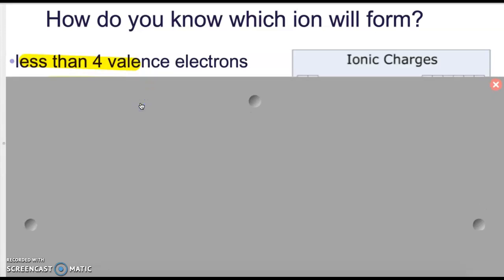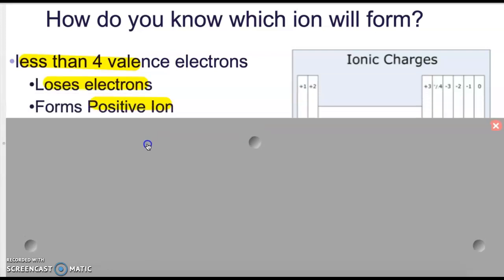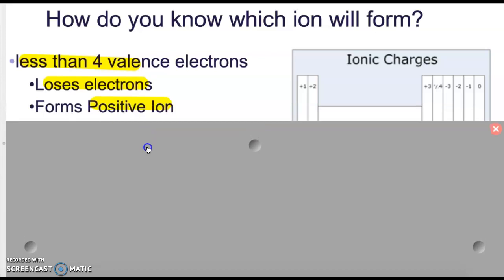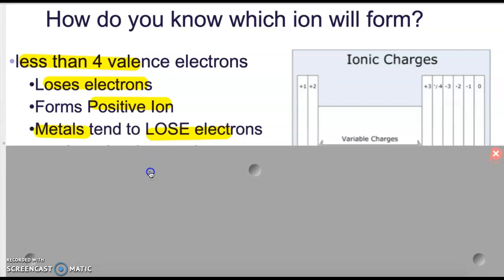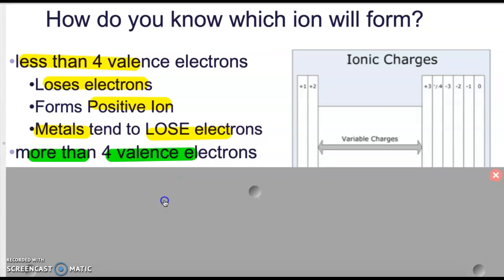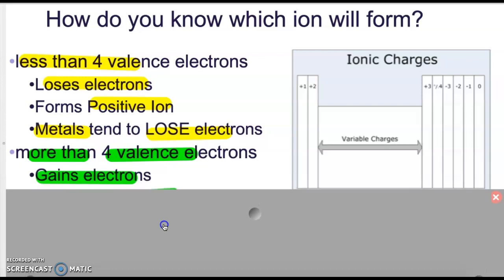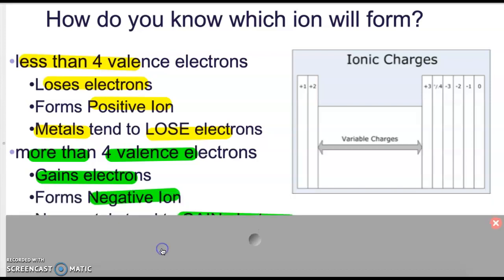So if you are an atom that has less than 4 electrons on your outer shell, then you'll lose electrons. And because you're losing electrons, you're losing that negativity, so you'll become more positive. And metals tend to want to lose electrons. Now, if you have more than 4 valence electrons, you are going to tend to want to get electrons. It's easier to gain 2 than to lose 6. So they become more negative because they're gaining.